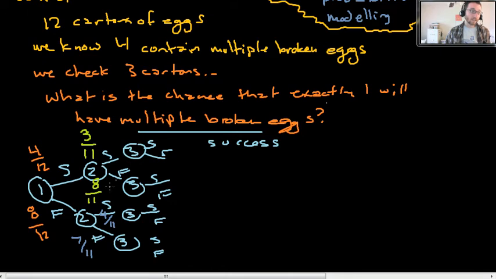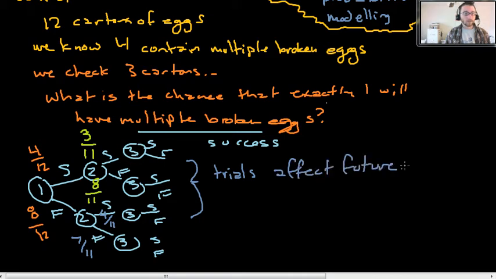The denominator is 11 every time, and the numerators always add to 11 in whatever scenario we're in. But when we succeed the first time, it changes the numerator in the success of the second trial. When we fail the first time, it changes the numerator of failing in the second trial. And so this is the problem. The problem here is that trials affect future trials when we draw without replacement.